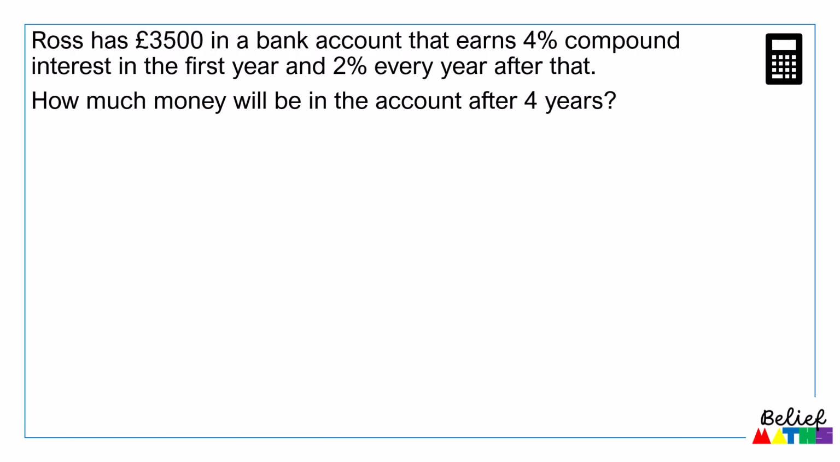Now looking again at compound interest, first one here we've got is 4%, so that means we finish with 104%, which is a multiplier of 1.04. And then in this case 2%, which is 102%, or as a multiplier 1.02. So it says Ross has £3,500 in his bank account that earns 4% interest for the first year and then 2% every year after that. And we want to work out how much money will be in the account after 4 years.